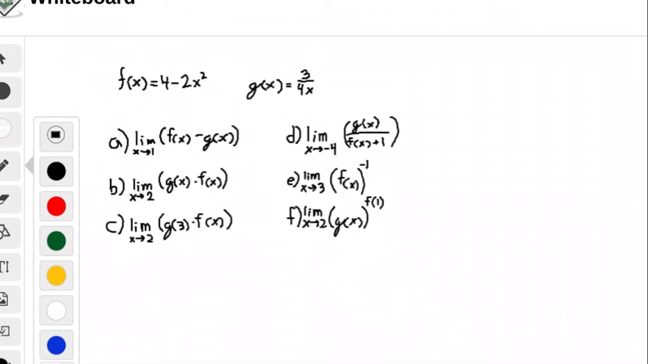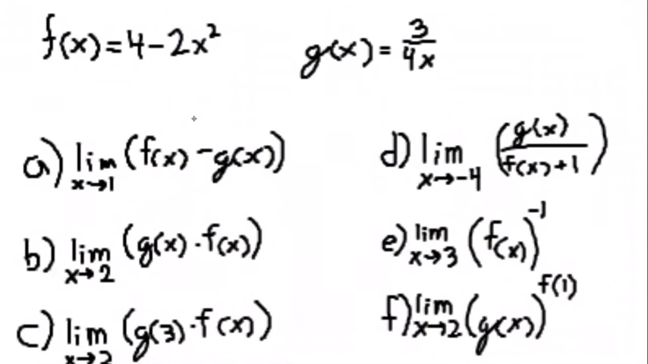So first, I want you to find the limit of the quantity f of x minus g of x as x approaches 1. All right, I hope that you found the limit in this way. So 4 minus 2x squared, we can pretty easily plug in that 4 minus 2 times 1 squared will be 4 minus 2. So this first will be 2.